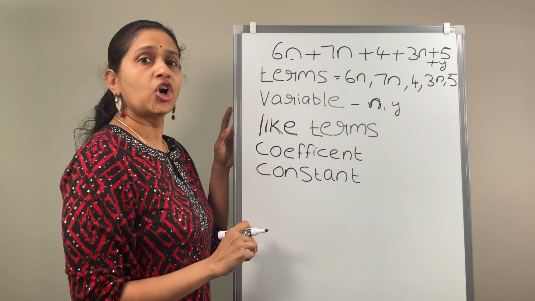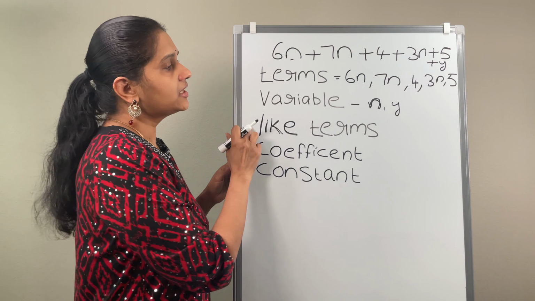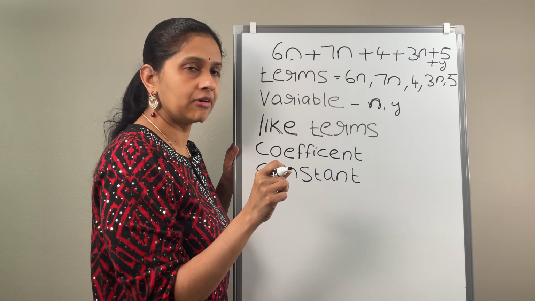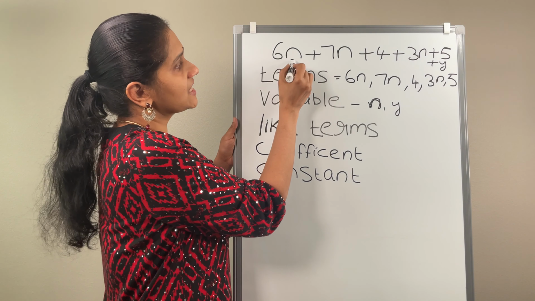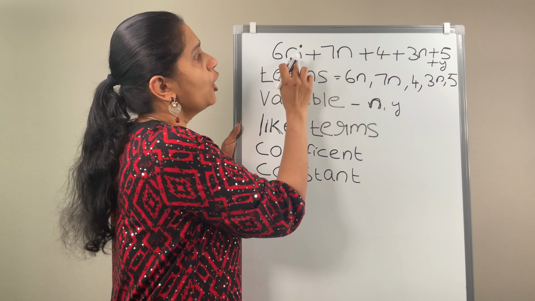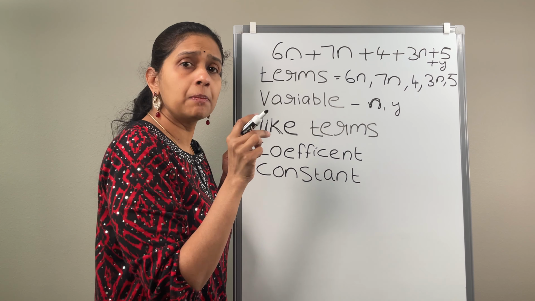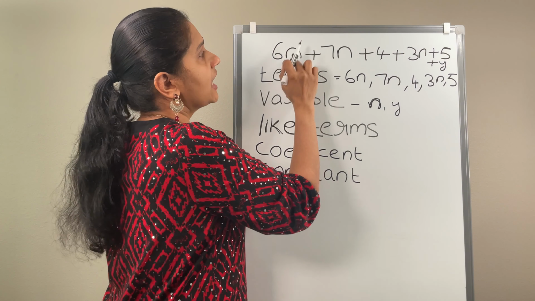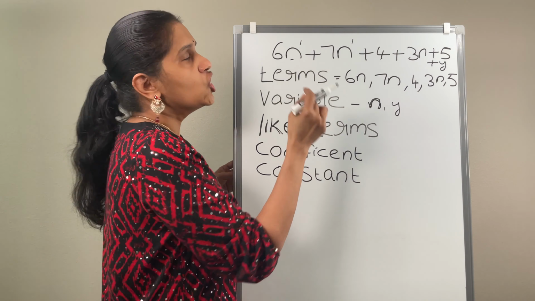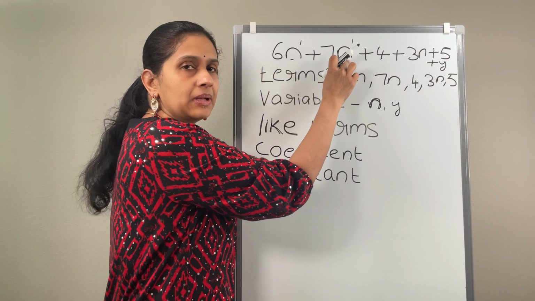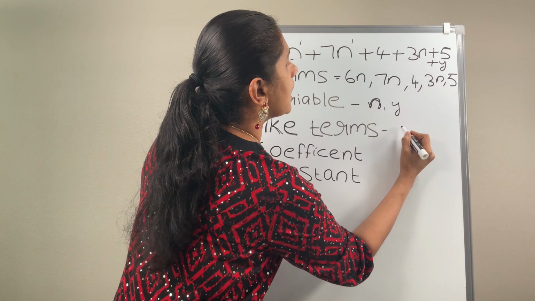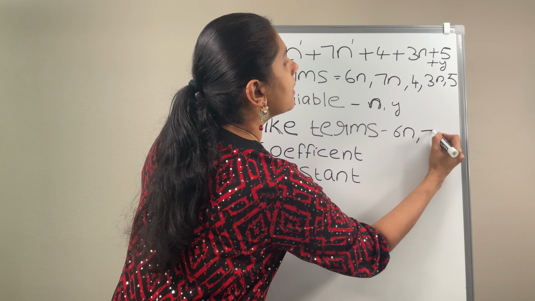Now let us see what like terms are. Like terms means the same variable with the same power. If you consider 6n and 7n, both have the same variable n, and the power of n is equal to 1. n means n to the power 1. So it has the same variable n to the same power. So the like terms here are 6n and 7n.